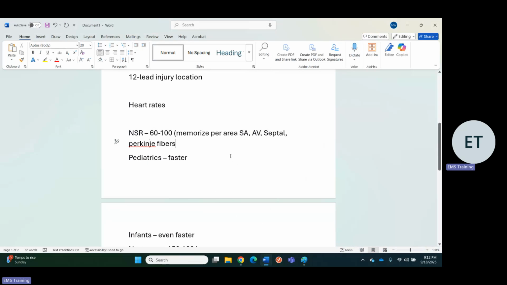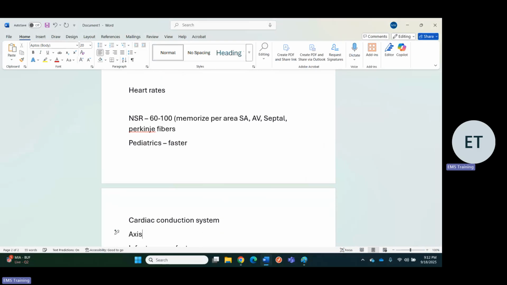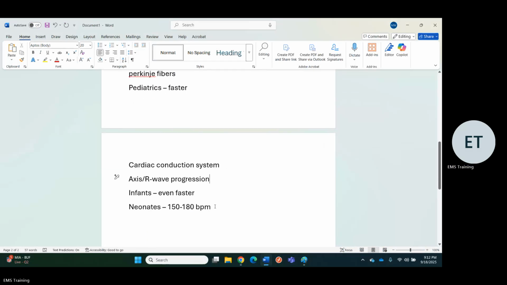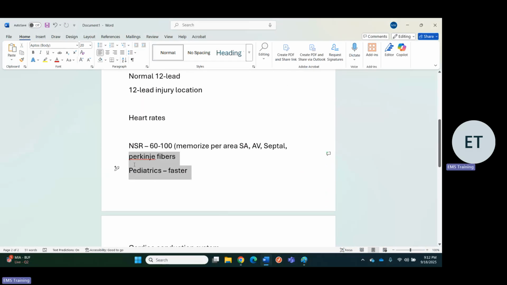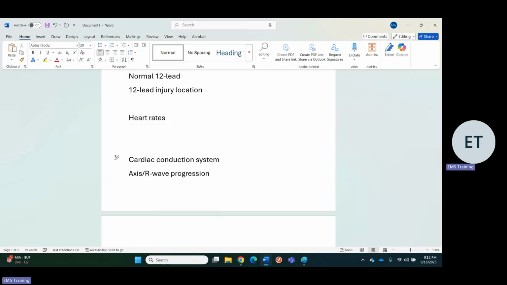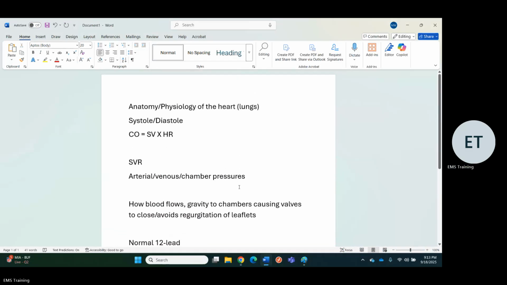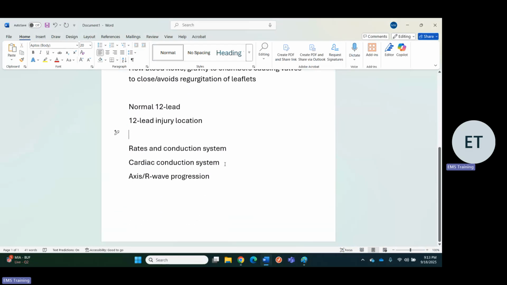And then we also talked about the cardiac conduction system. Talked about the left and the right side of the heart. It's kind of acting separately, but the vectors are drawn together. Oh, and we talked about axis. And R wave progression. So, let's get rid of that. So we'll say rates and conduction system. Yeah, that's good. That's it. That's like the heart in a nutshell. Congenital conditions, yeah.